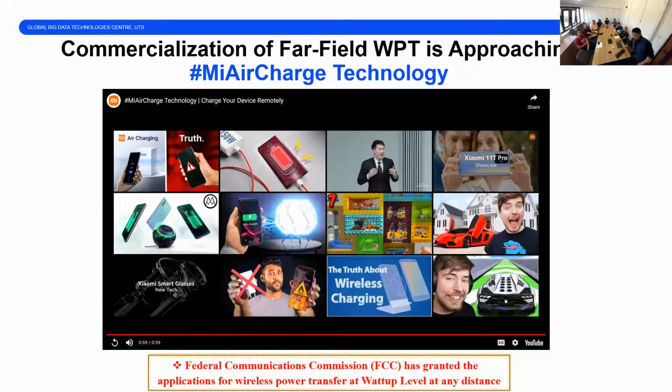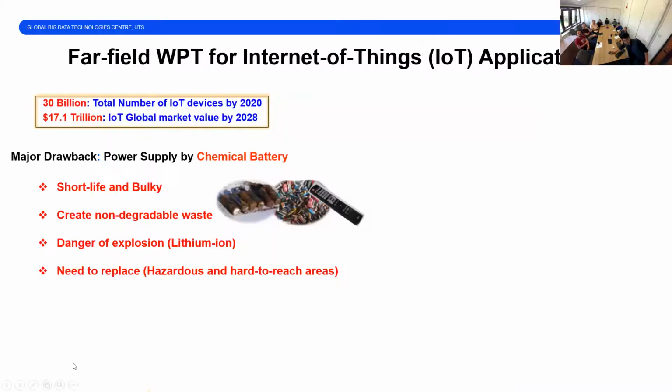product. So this is basically a short background introduction, and now let's move on to what we targeted. So we targeted Internet of Things applications. The reason is that IoT applications have been developing really fast, and by the year 2028, the IoT global market value will be $17.1 trillion US, and the critical issue in current systems is that all the IoT devices are powered by chemical batteries.